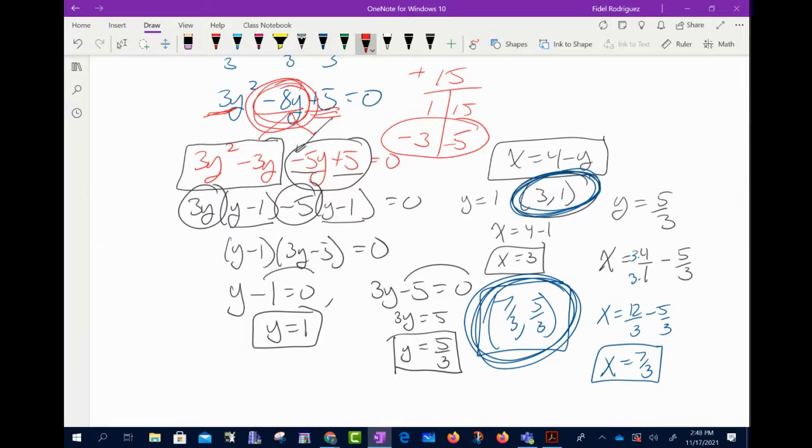We could use the quadratic formula. Okay? And I'm going to strengthen out my medulla oblongata for you, because if you forget the quadratic formula, there's an easy way to remember it.